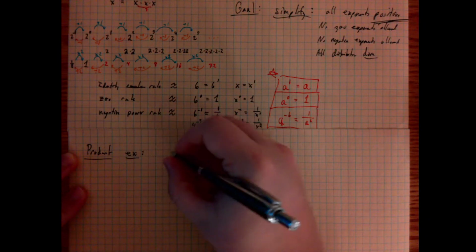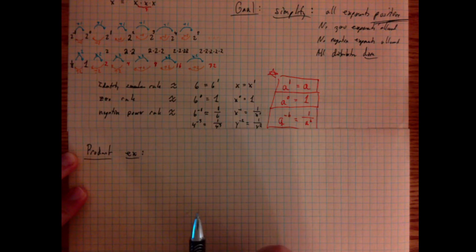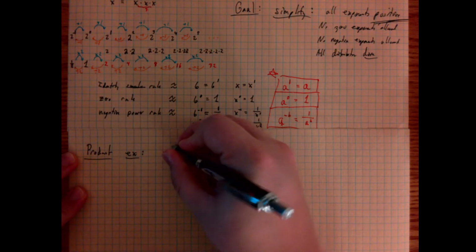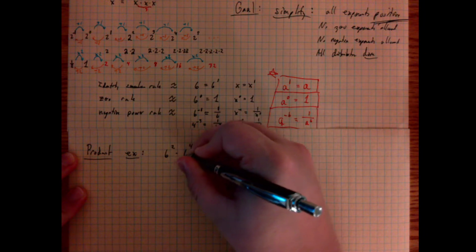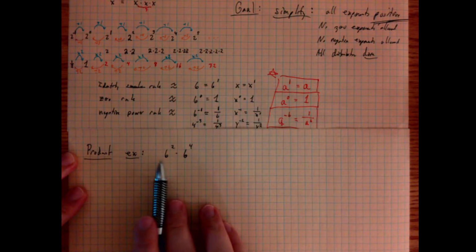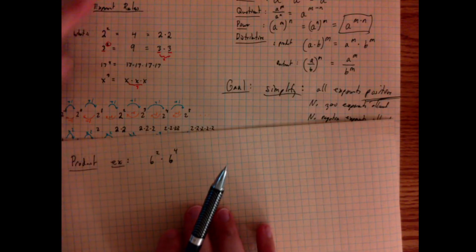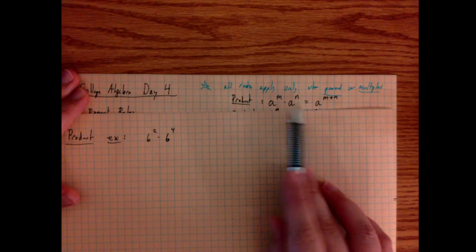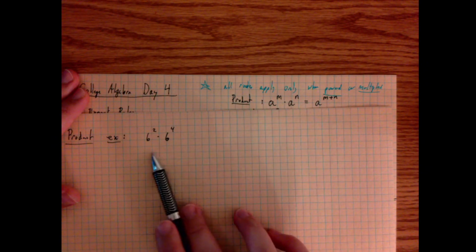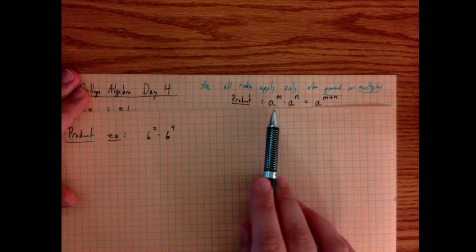Here's my example. These are ones you can check with a calculator, that's why I'm doing them. If I have 6 squared times 6 to the 4th, notice that for this property to hold, the base, the bottom number, has to be the same. So a and a, 6 and 6. That's acceptable. So what does this mean?